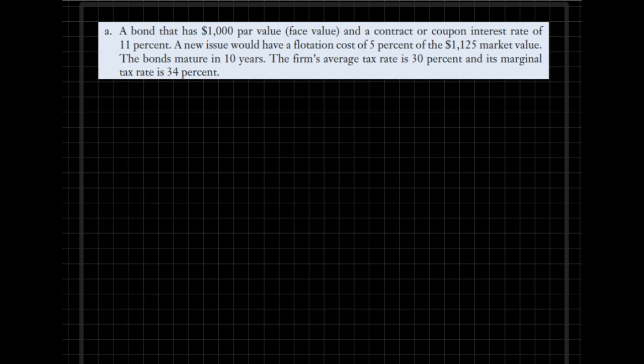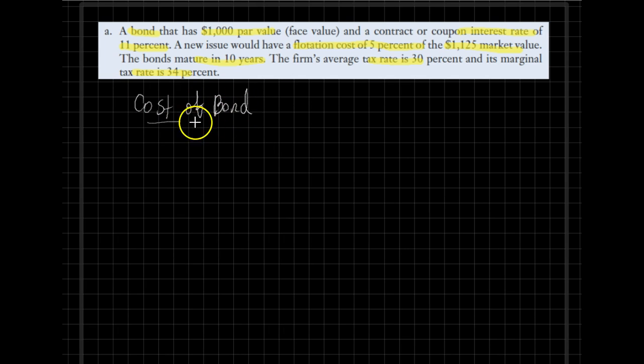So that's the first part of this problem. As we said earlier, we are issuing a bond to finance our operations, and the bond is assumed to have a $1,000 par value and pays a coupon interest of 11%. The flotation cost associated with issuing the bond is assumed to be 5%, and the market value of the bond is $1,125. The bond will mature in 10 years. The average and the marginal tax rates are provided as well. We need the cost of the bond.